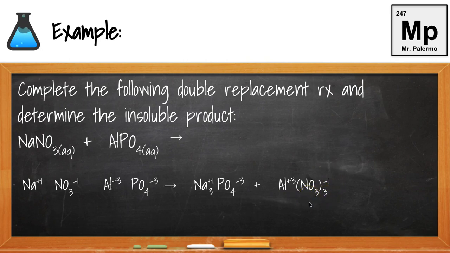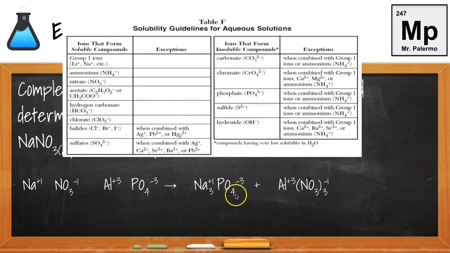So now let's bring up table F. Let's look up phosphate. We see that's right here. That's in the insoluble column, meaning it doesn't dissolve. But let's check our exceptions, except when combined with group 1. Okay, so we see here sodium is a group 1 ion, so therefore that's an exception. So that actually means it's not insoluble, it is soluble. It will dissolve, so that would form an aqueous product.